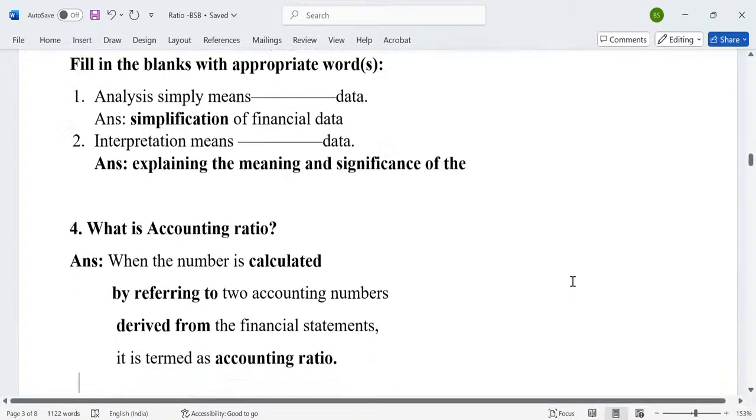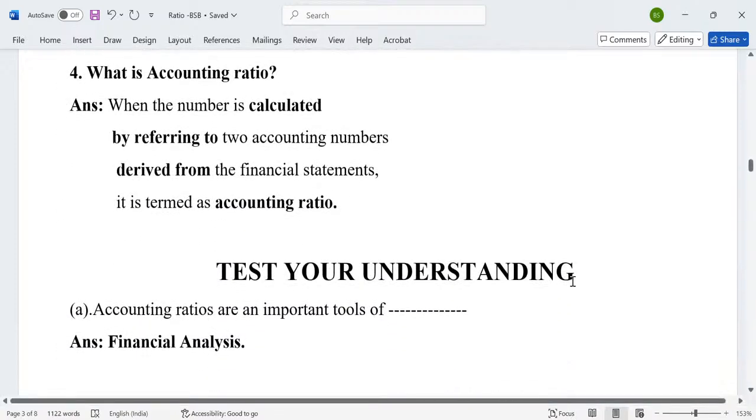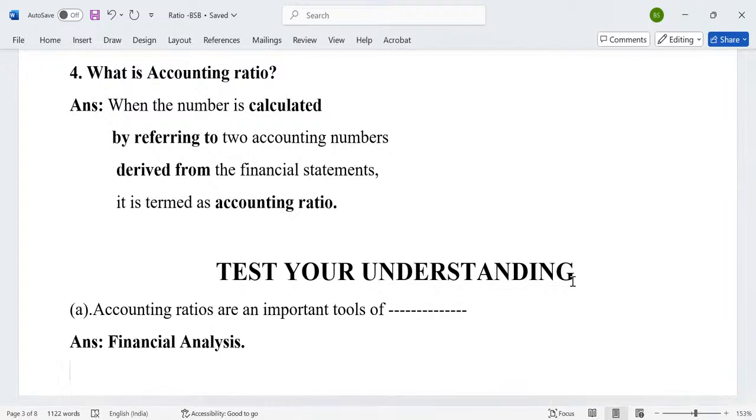What is accounting ratio? When a number is calculated, one number you have calculated, how? By referring to two accounting numbers. You should take the two accounting numbers derived from the financial statements. From where are you getting these two numbers? From the financial statement. It is termed as accounting ratio.